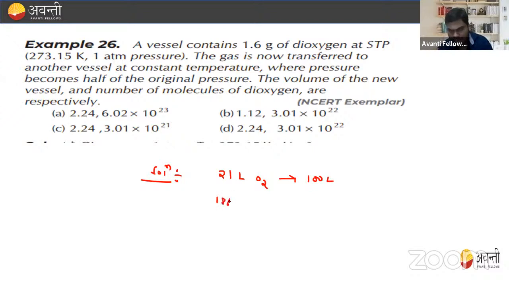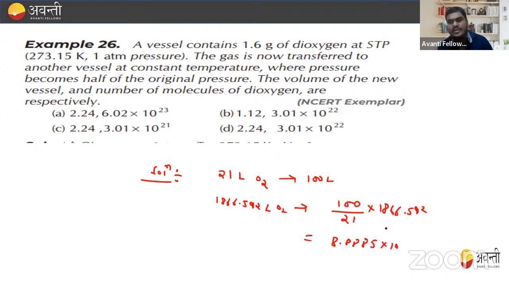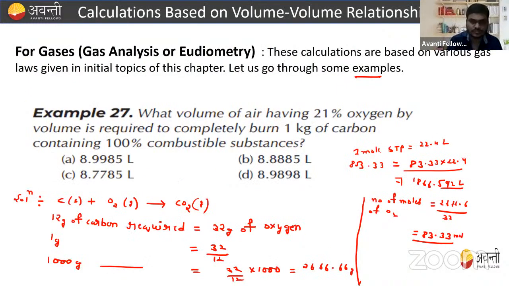So 1866.592 liter of O2 is present in 100 divided by 21 into 1866.592. So it comes out to be 8.885 into 10 raised to the power 3 liter. So this is the correct answer for this question: 8.885 into 10 raised to the power 3 liter.